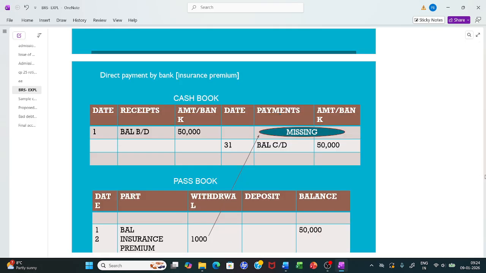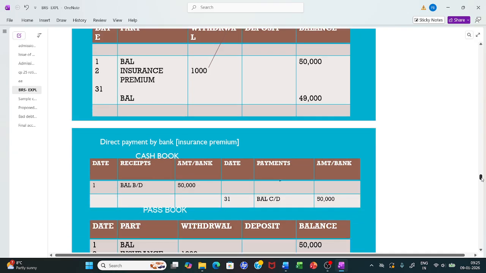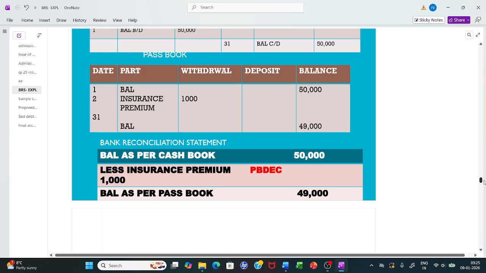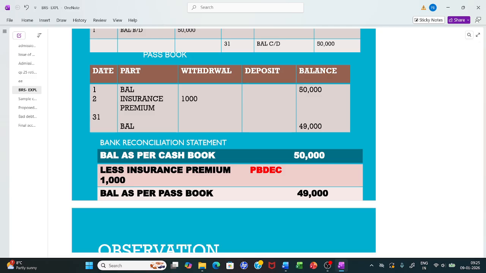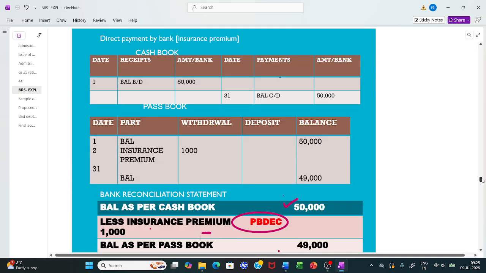So when I conclude that, I come to a rule. I'll show you the passbook causes also. When the passbook balance is say 50 and the insurance premium is paid, it becomes 49. I have taken one cause of decrease, the insurance premium. So what is my balance as per cash book? 50,000. The insurance premium cause leads to a passbook decrease. So what has happened? I have to decrease that from my cash book balance. So my observation would be like this.